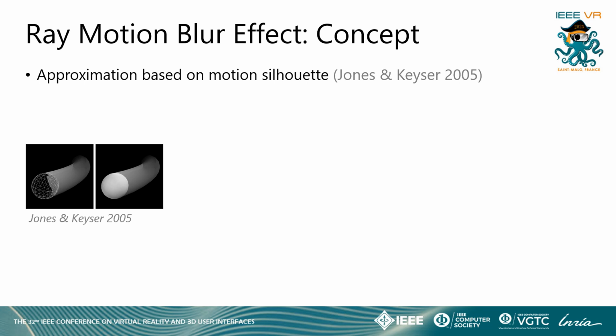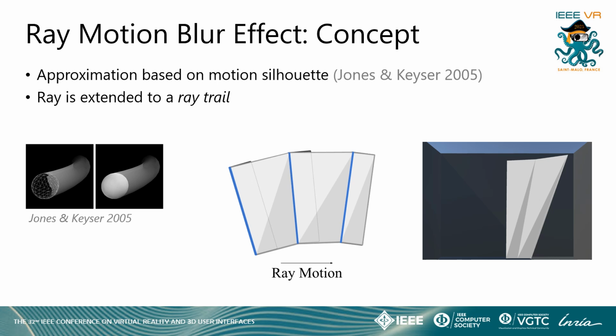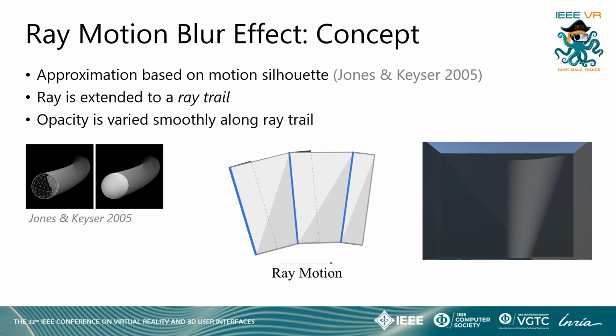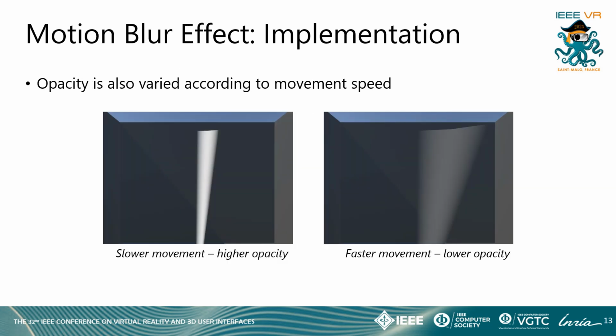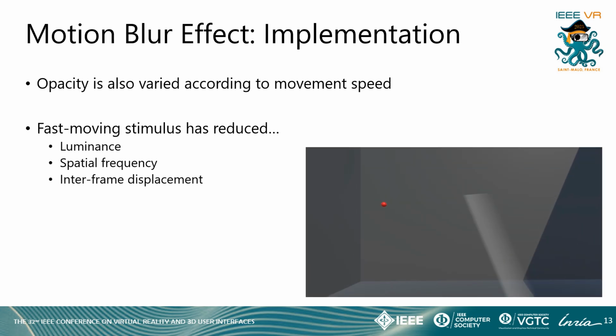Our motion blur implementation is a motion blur approximation similar to Jones and Keyes' motion silhouette approach. We adapt the method for pointing rays by creating a ray trail, taking the quads that represent the last n positions of the ray and joining their trailing edges, highlighted in blue. The trail is rendered as a triangle mesh, with the opacity varying smoothly along the trajectory of the ray. Additionally, the opacity of the ray is modulated according to its movement speed. When the ray is moved quickly, this simple motion blur effect reduces the luminance of the ray, removes high spatial frequencies, and reduces the between-frame spatial displacement of the ray stimulus, all of which are factors that affect the perception of motion artifacts.